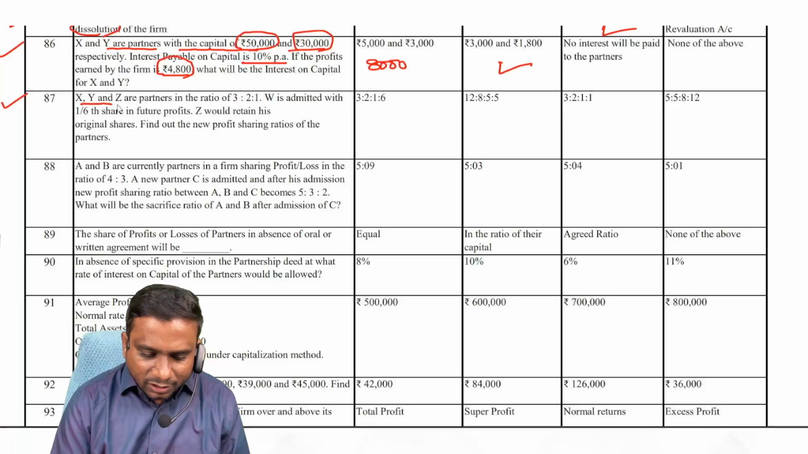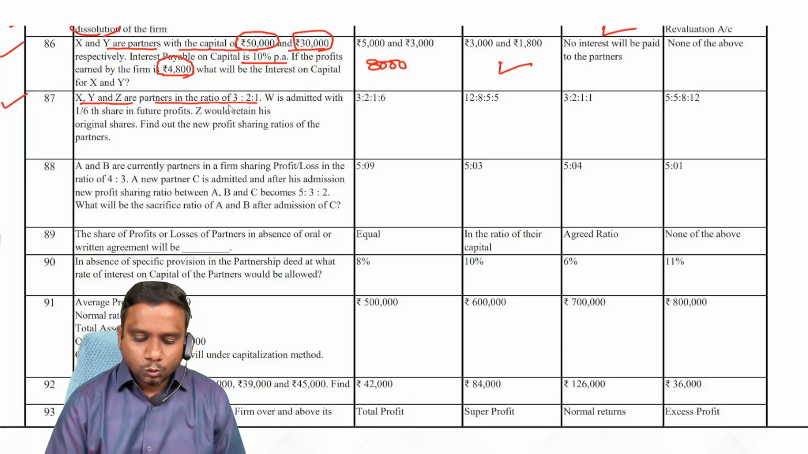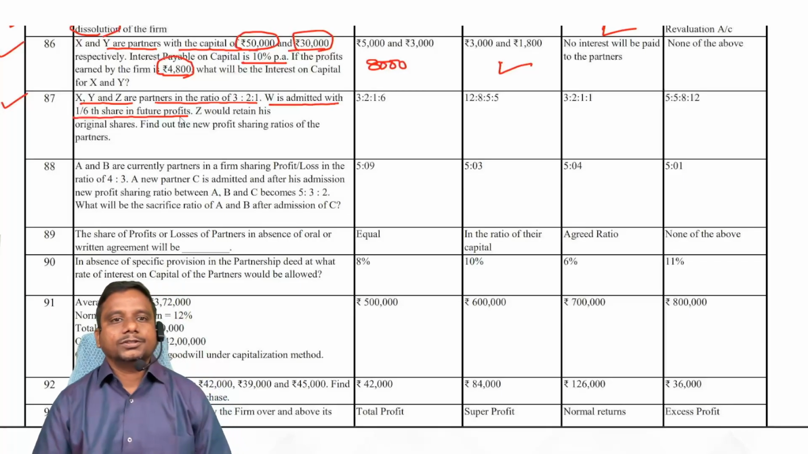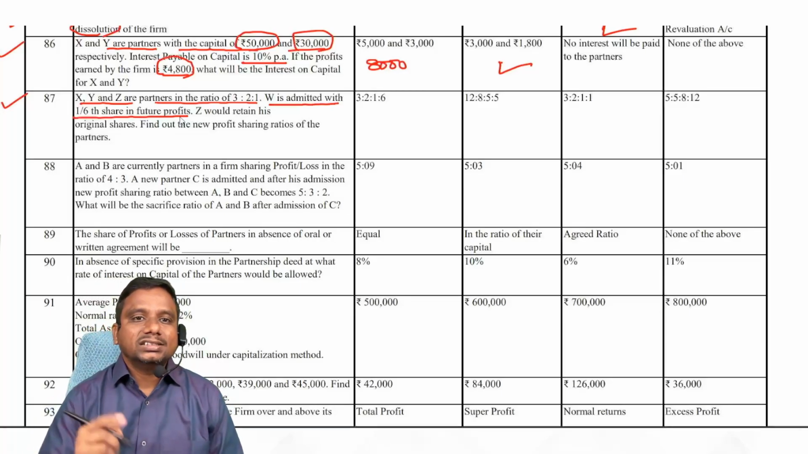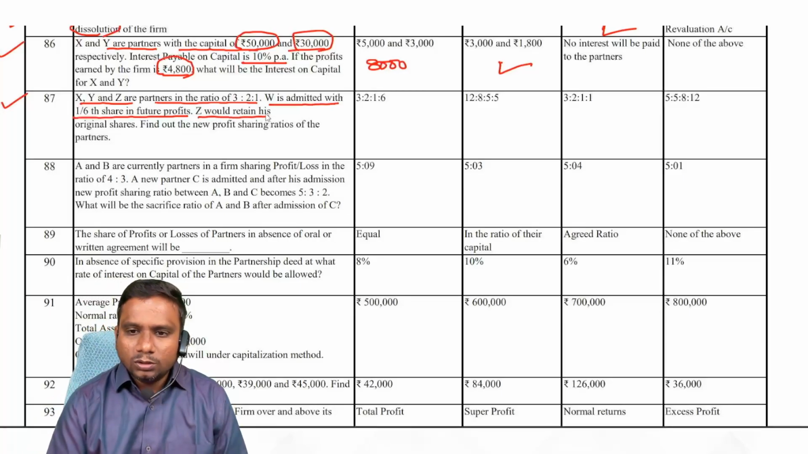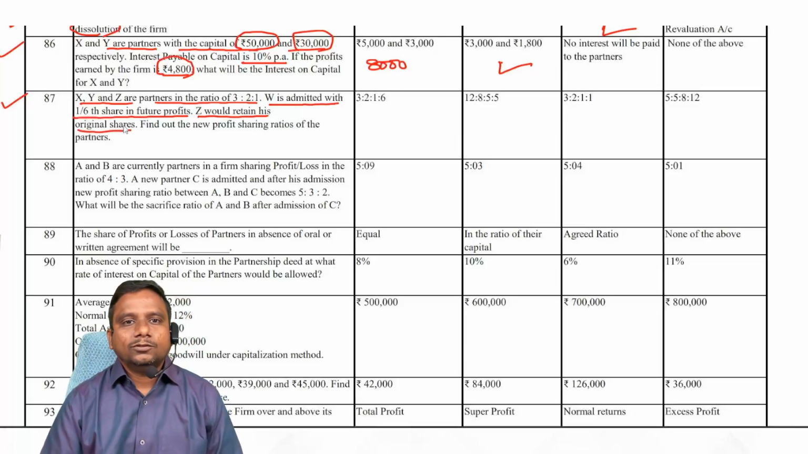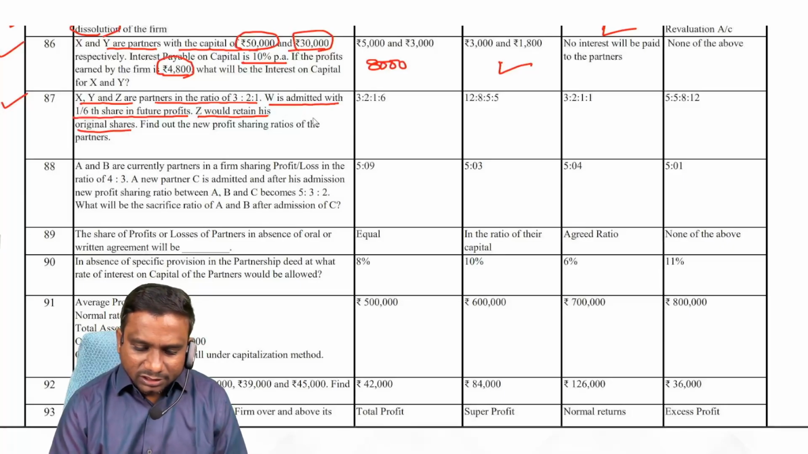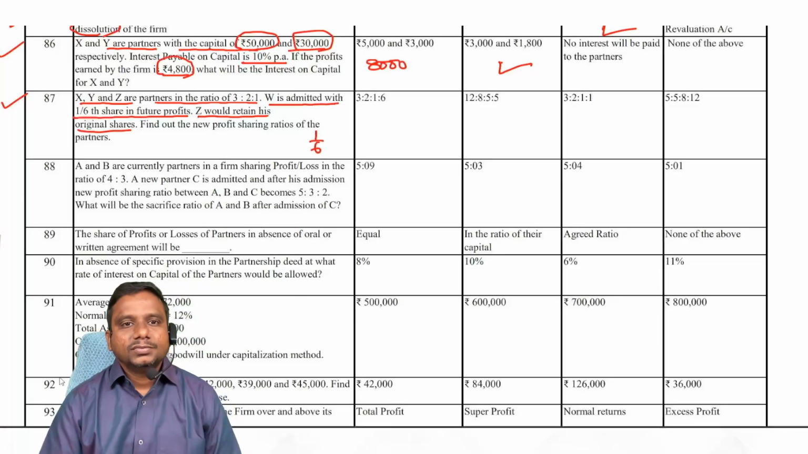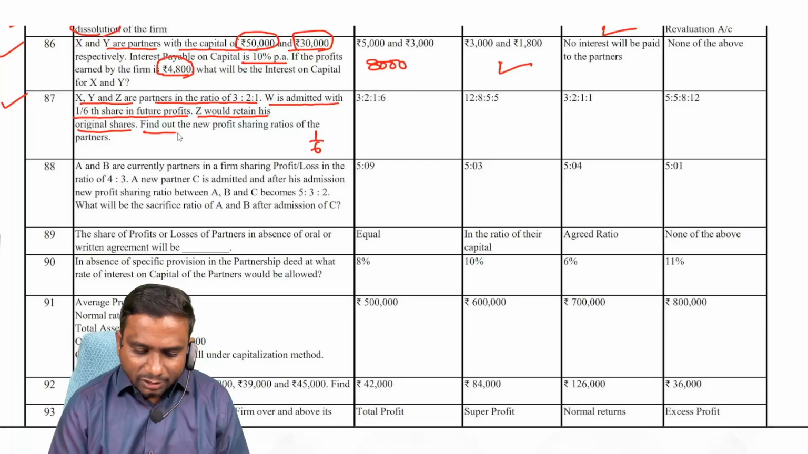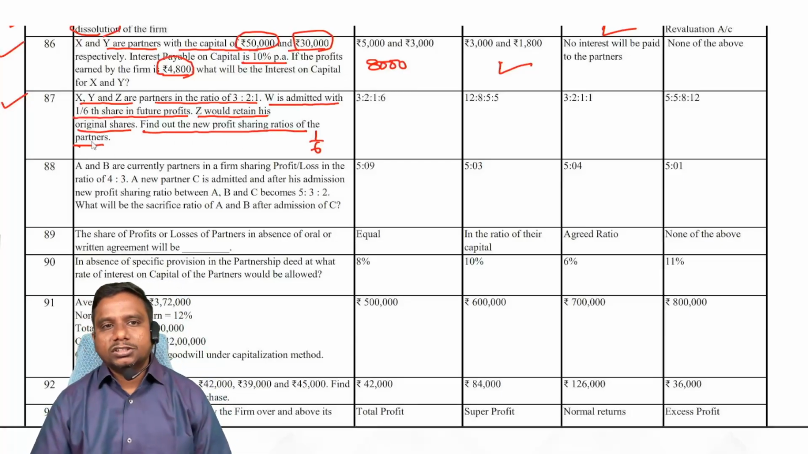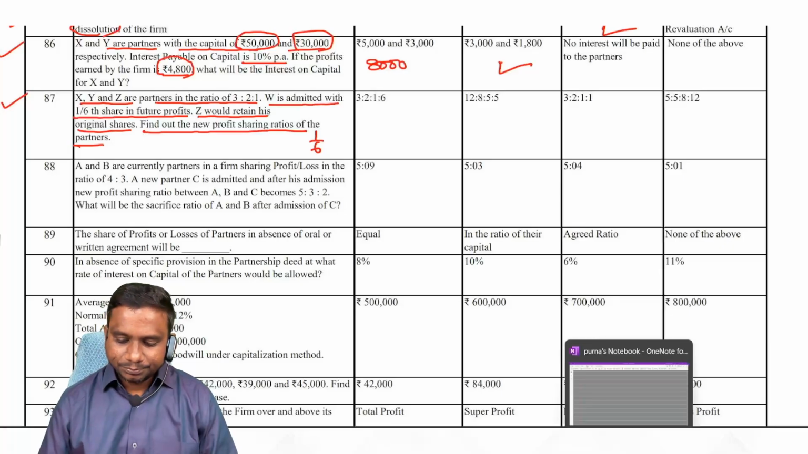87. X, Y, and Z are partners in the ratio 3 to 2 to 1. W is admitted with 1/6 share in the future profits. Z would retain his original share. At present, what is Z's share? 1 by 6. Find the new profit sharing ratio of partners. Observe, students.